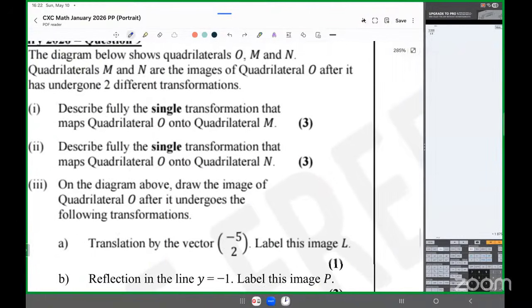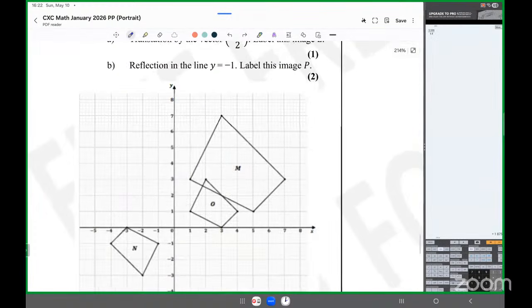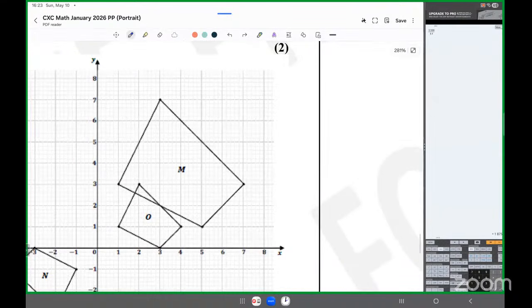It says, describe fully the transformation which maps O to M. So O to M clearly is an enlargement. You can literally see it. If you compare this length and this length, it's a doubling. So the scale factor is 2. Additionally, they're pointing in the same direction. So this corresponding side is pointing the same way. So the positive 2 scale factor. Next thing we need is the center point. Where's the center of the enlargement?